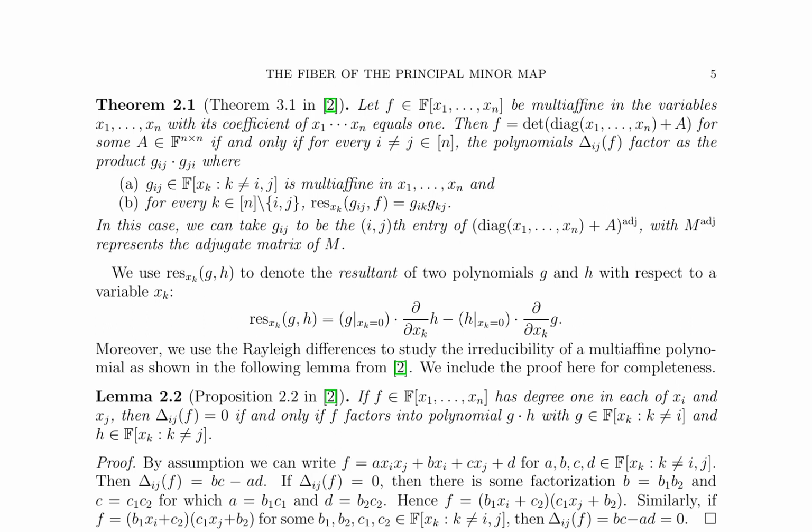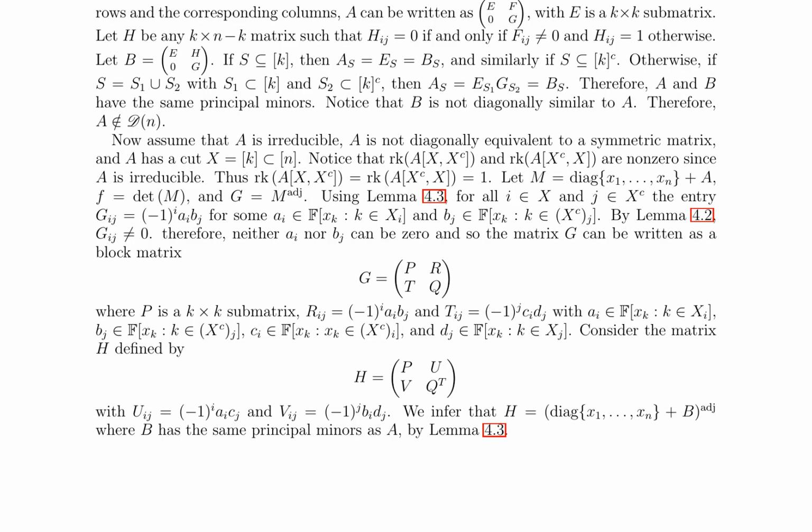A is not diagonally equivalent to a symmetric matrix and has a cut X subset of n. This discussion underscores the importance of principal minors and their relationship with matrix A. The findings have significant implications for understanding the structure and properties of matrices, particularly in the context of reducible and irreducible matrices.